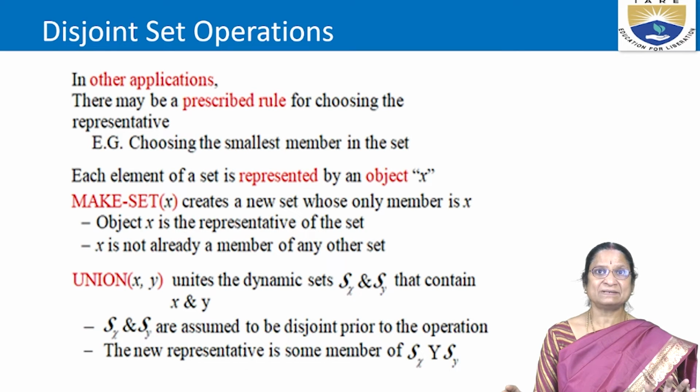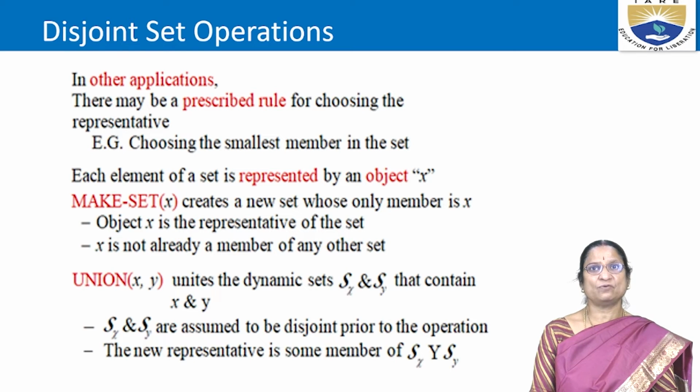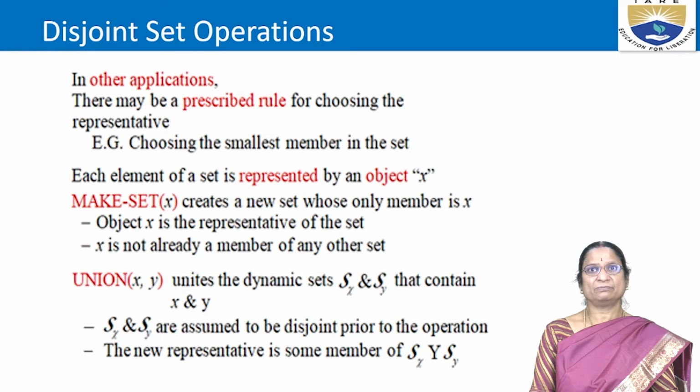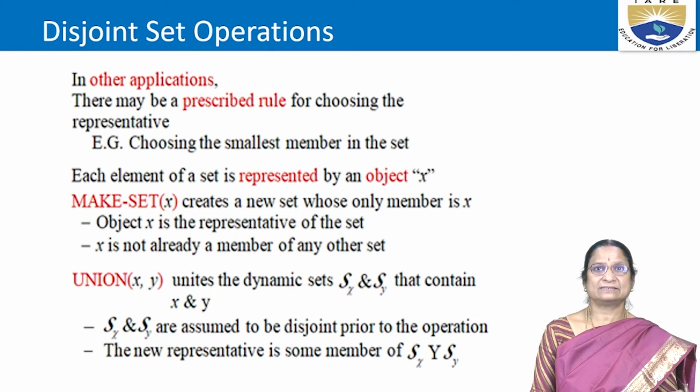So please understand, representative is nothing but a name, it's named like that actually. As I told you, if the set is represented in tree form, then the root can be considered as the representative of the set. So that's why each element of the set is represented by an object and it is considered as a singleton set.